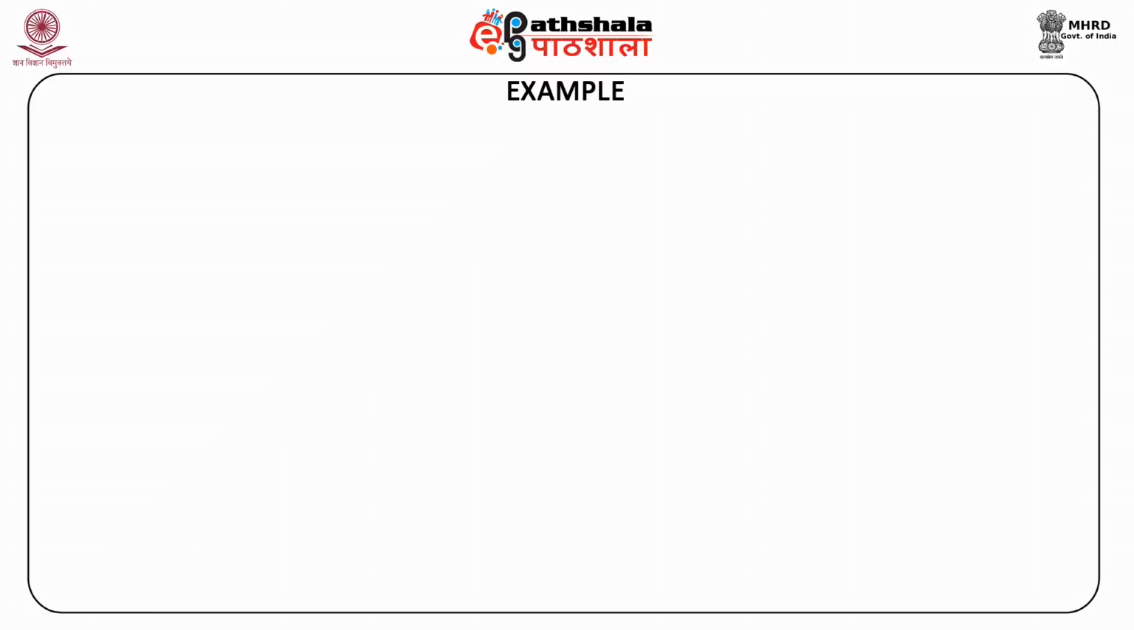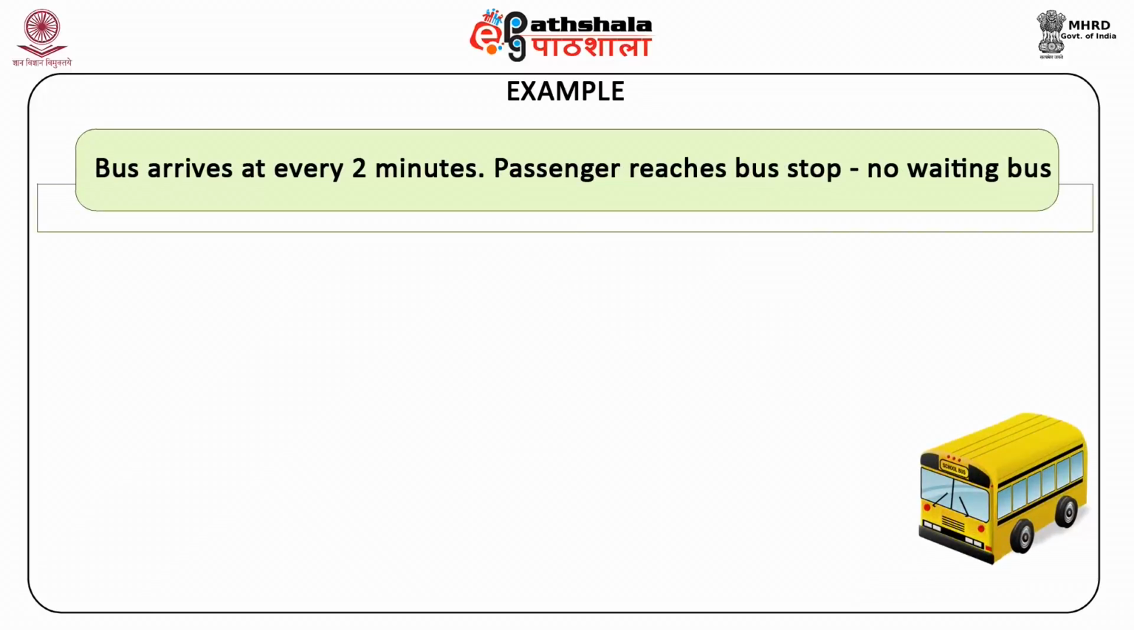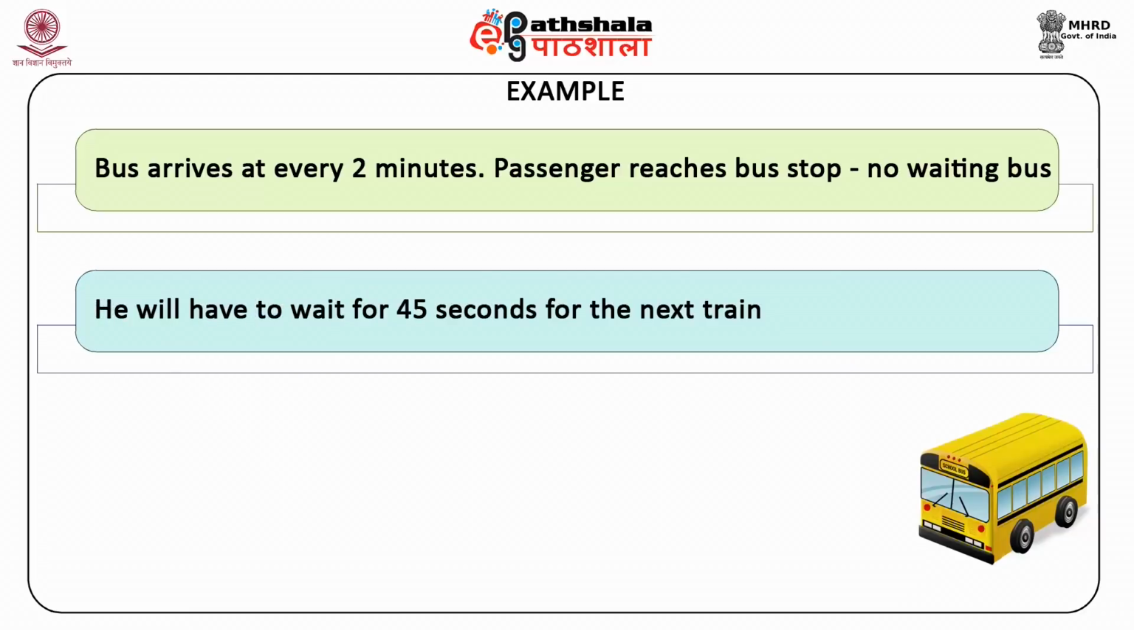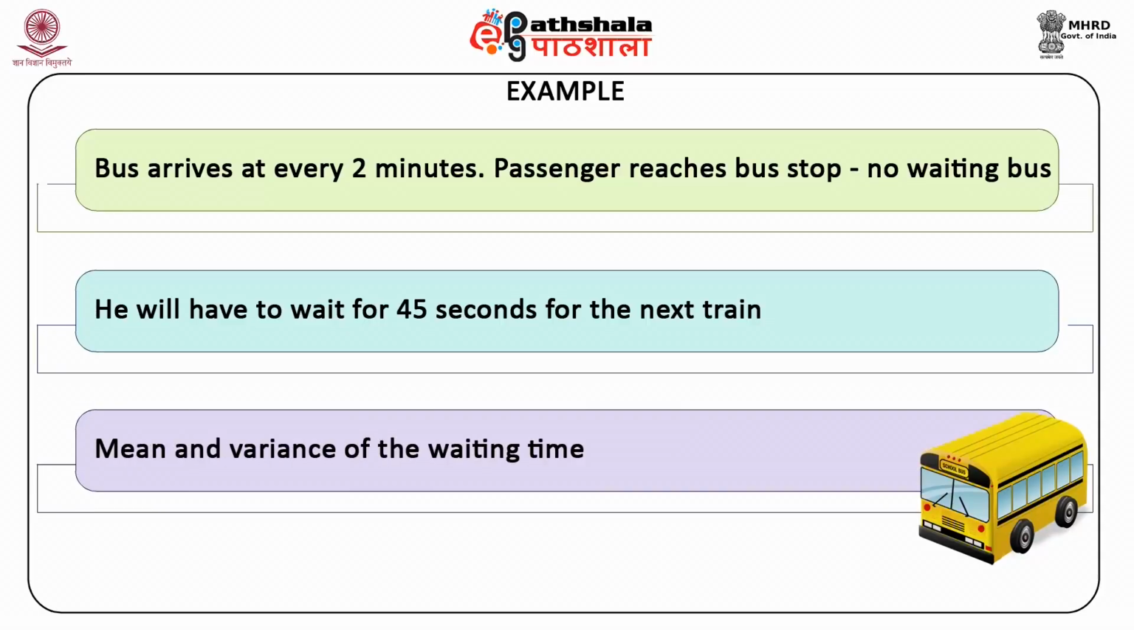At a certain bus stop, a bus arrives every 2 minutes. If a passenger reaches the bus stop when there is no waiting bus, what is the probability that he will have to wait for 45 seconds for the next bus? What is the mean and variance of the waiting time?